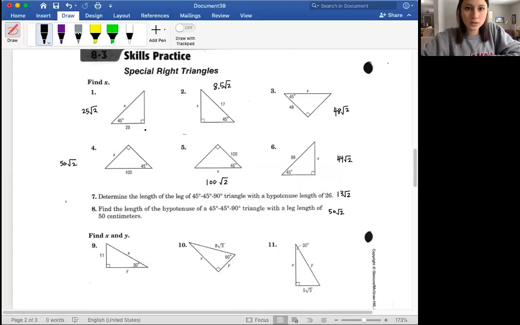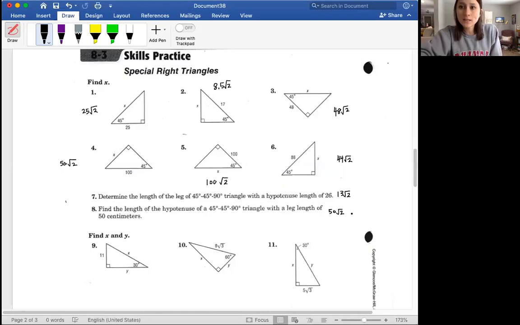Okay, let's check your answers. Here you go. So these are the answers. Number 1, 25 times square root of 2. Number 2, 5.8 times square root of 2. Number 3, 48 times square root of 2. Number 4, 50 times square root of 2. Number 5, 100 times square root of 2. Number 6, 44 times square root of 2. Number 7, 13 times square root of 2. And number 8, 50 times square root of 2.